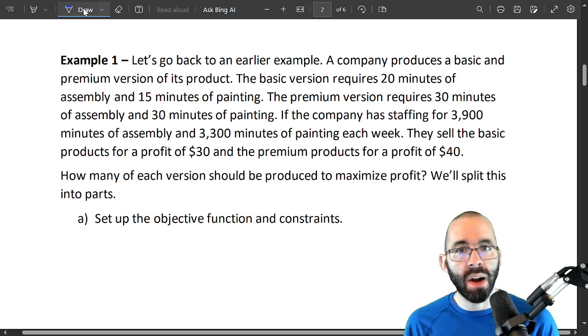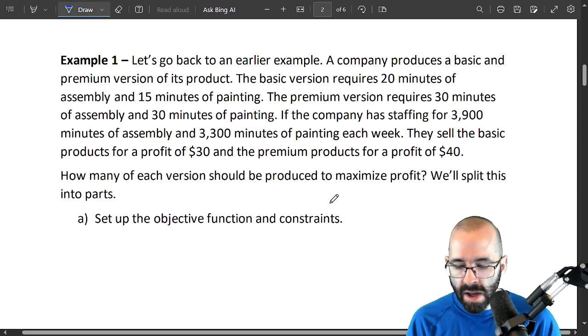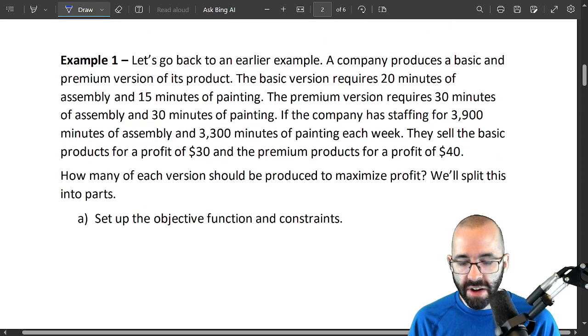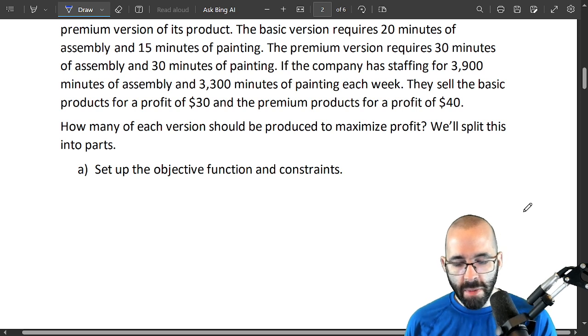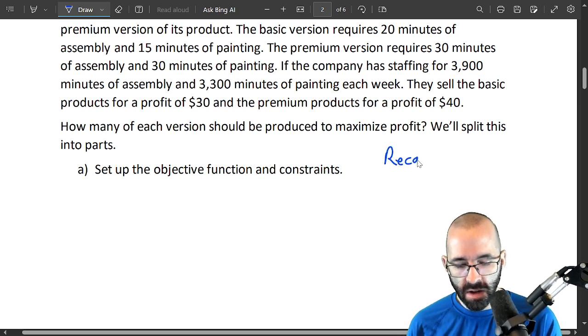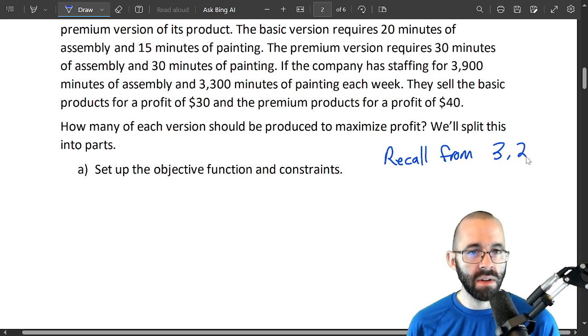I'm going to do this problem in a couple parts, and then we'll formalize it in the next section. So first, we want to set up the objective function and constraints. What do we want to maximize? Well, remember, from section 3.2, we did this before.